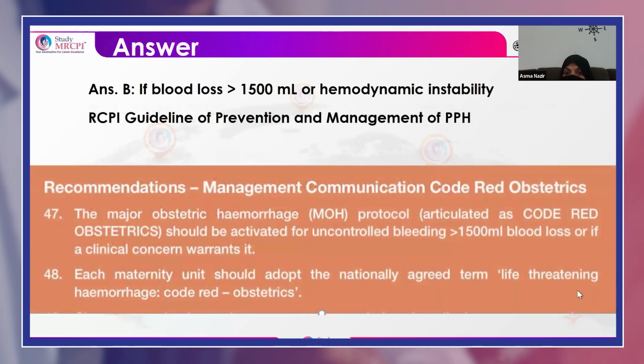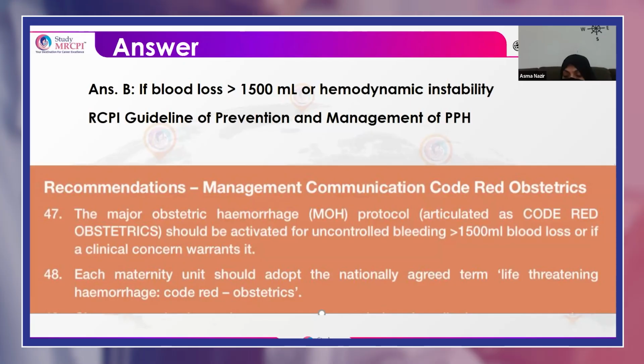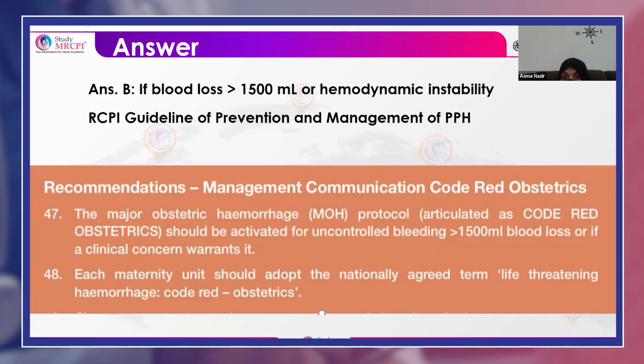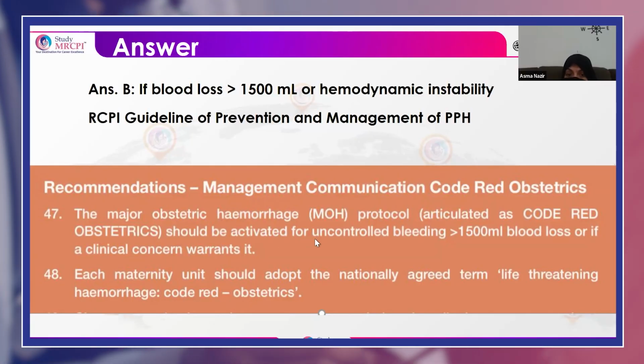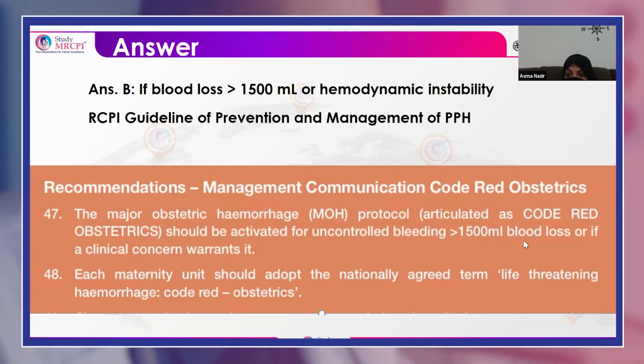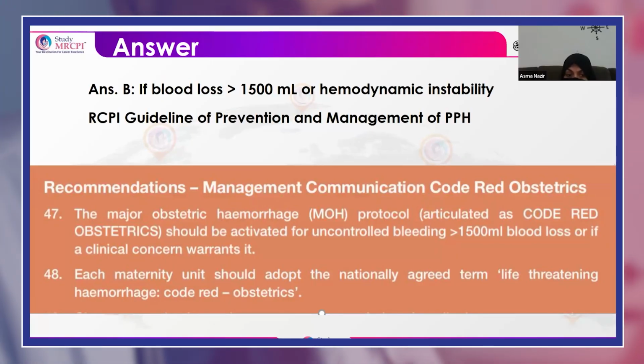If the blood loss is more than 1500 ml or the patient is hemodynamically unstable, then we have to activate the massive transfusion protocol. This reference has been taken from the latest guideline of the RCPI for the management of the PPH. You can see here, this is the major obstetric hemorrhage protocol. Code obstetrics should be activated for uncontrolled bleeding, more than 1500 ml blood loss, or if a clinical concern warrants it. So each maternity unit should adopt the nationally agreed term life-threatening hemorrhage, coded obstetrics, when the blood loss is more than 1500 ml or the patient is hemodynamically unstable.